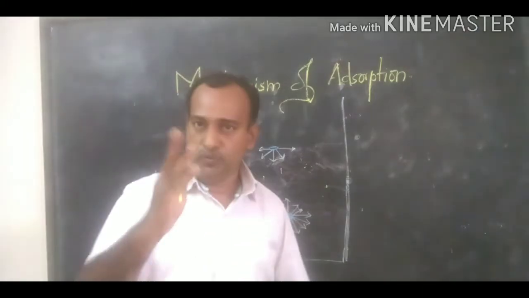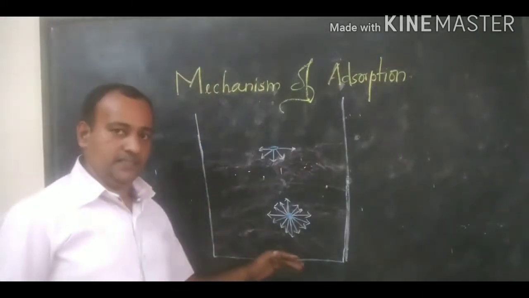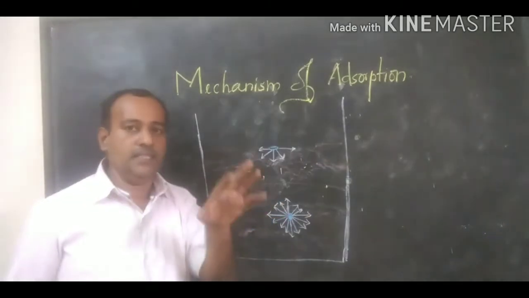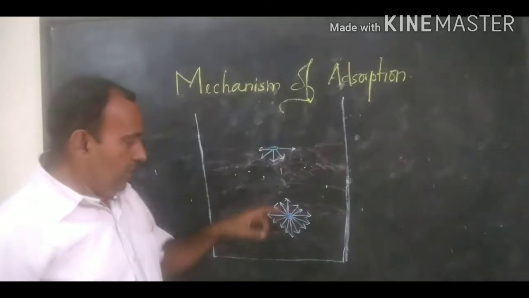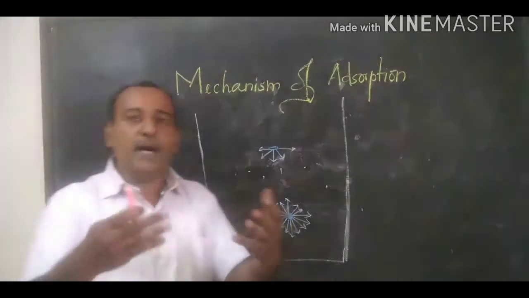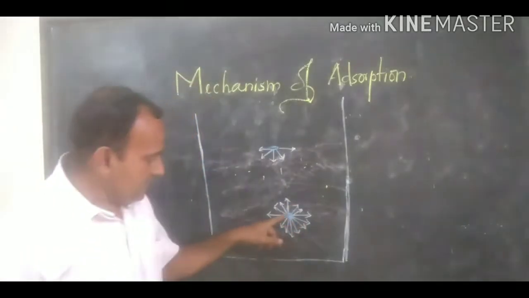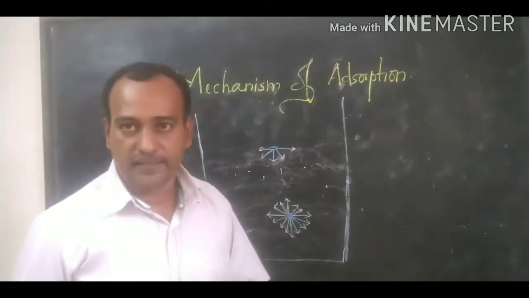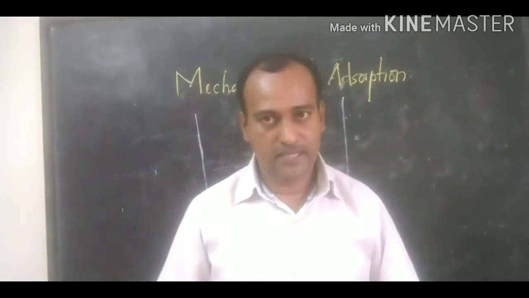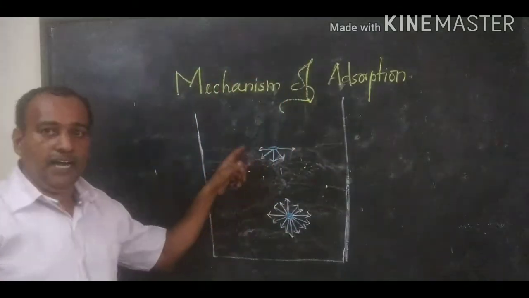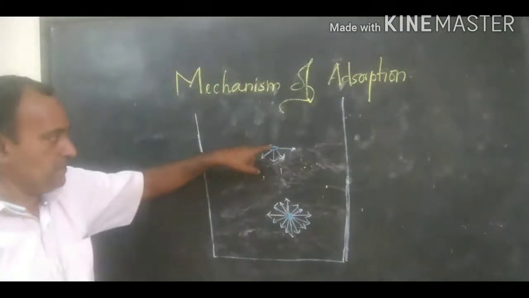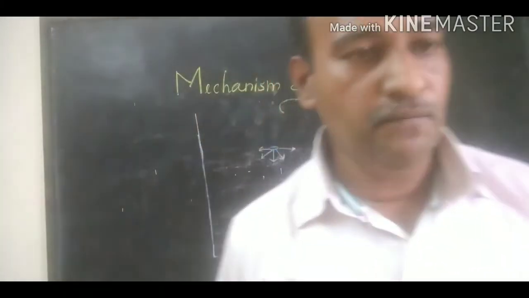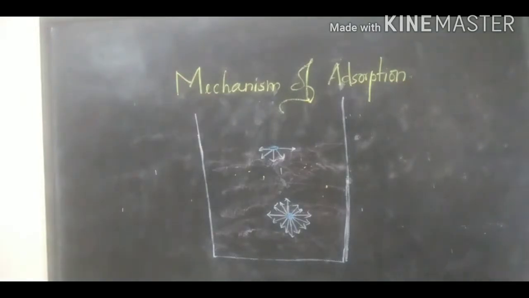Let us consider two particles. One particle is present inside. The technical term we use for inside is the bulk of the phase. Let us consider another particle which is present on the surface. Now let us see what is the difference between these two particles.